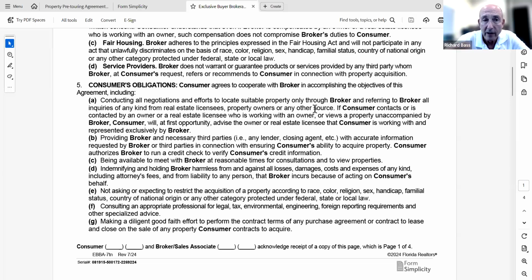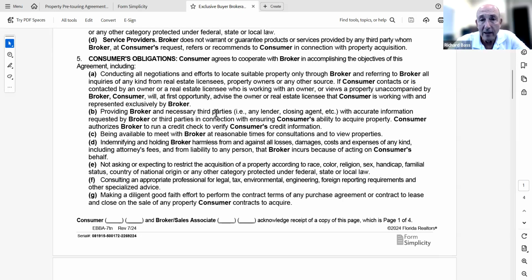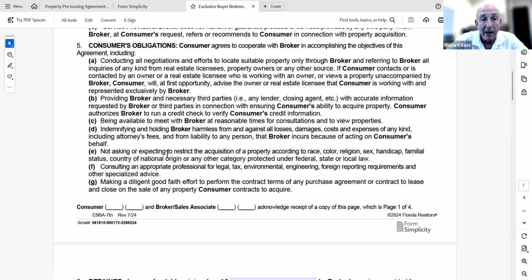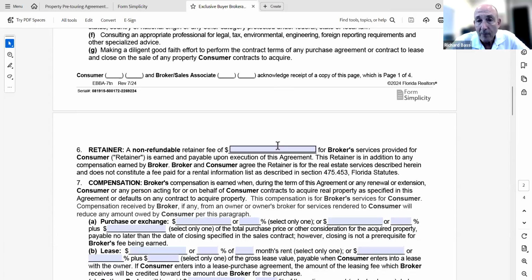Okay, this is an exclusive agreement. Like before, they're going to provide us and any third-party vendors any information they need to get it to closing. They're agreeing to meet with us at reasonable times to see the properties. They're indemnifying us. They're not asking us to break the Fair Housing Act. They're going to consult with other professionals if they have legal, tax, environmental, basically anything other than real estate. We're real estate professionals. We're not attorneys, accountants, et cetera. And they're making a good faith effort to fulfill their terms under a contract.